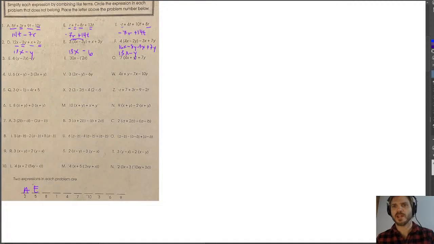That's my alarm to stop. Circle the expression in each problem that does not belong. Okay, yeah. So we should circle this and circle this. Okay, I gotta pause this here in a second. I'll go a couple more minutes.